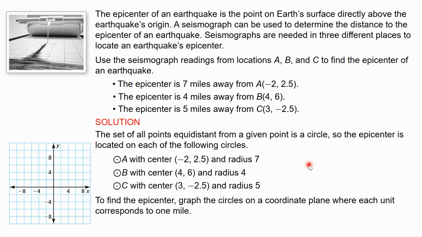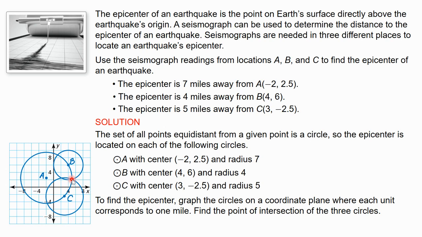So let's go ahead. Keep in mind, I want you to notice that we're counting by twos here. So we're going to graph circle A with a center at -2, 2.5 and a radius of 7. Circle B with a center at 4, 6 and a radius of 4. And circle C with a center at 3, -2.5 with a radius of 5. And I'm seeing that all three of these circles look like they intersect here. And again, we're counting by twos. It looks like it's approximately 5, 2. So we can say the epicenter of this earthquake is approximately at 5, 2.